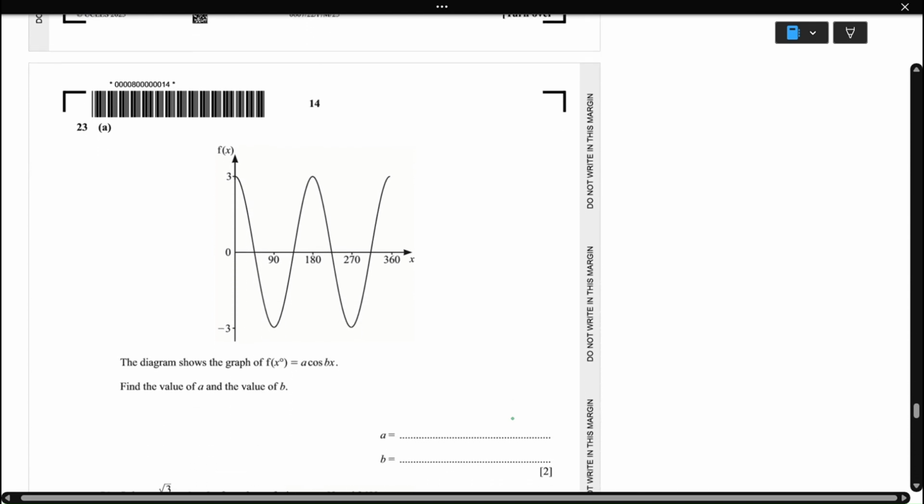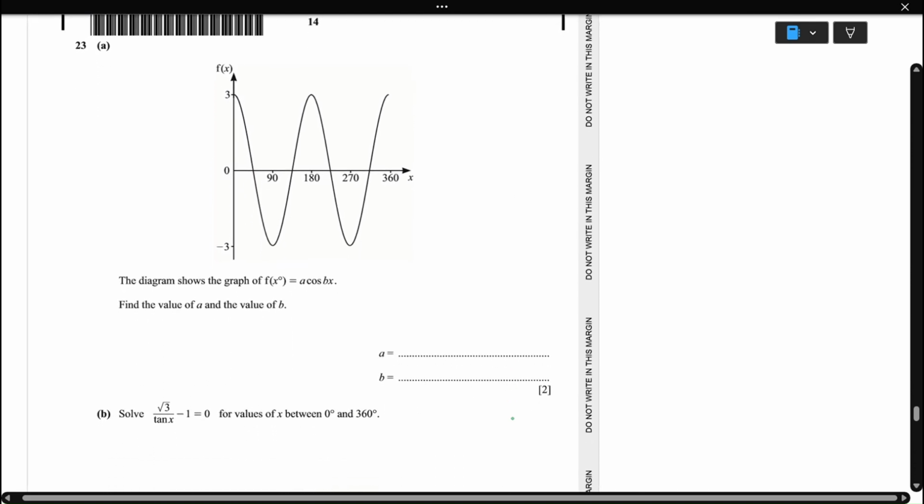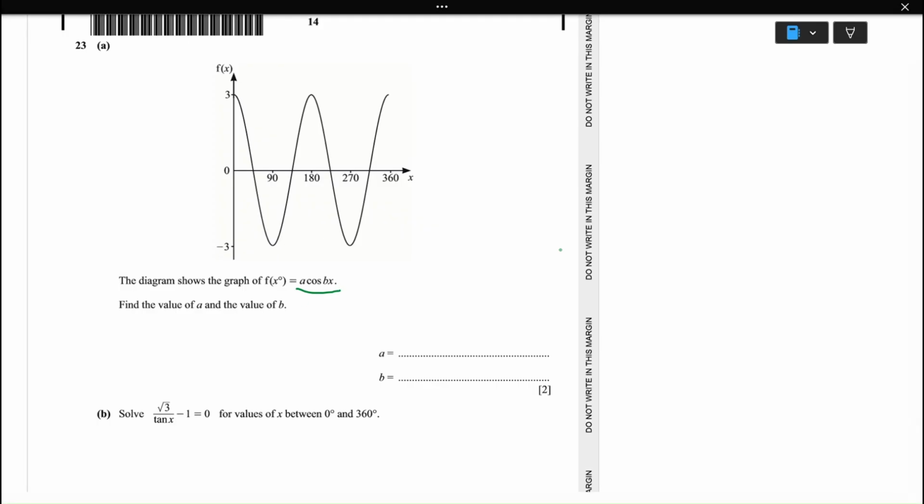The next question, question 23, a cosine graph is given. So find the value of A and B. A is going to be the amplitude. Amplitude is A equal to maximum point minus minimum point over 2. Here, what is the maximum point? The maximum is 3 here, minus the minimum, which is negative 3, over 2. So 3 plus 3 over 2, which is 6 by 2, is going to be 3. So A equal to 3.